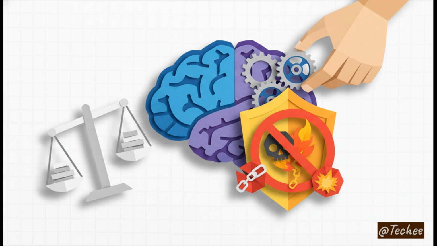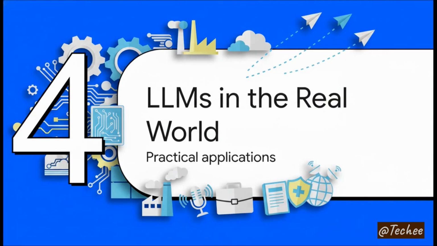They train it to follow instructions properly, to refuse to generate dangerous or unethical content, and just generally to align its behavior with human values. This safety layer is what makes these powerful tools responsible and trustworthy. Okay, so we know how they're built, but where are we actually using them?